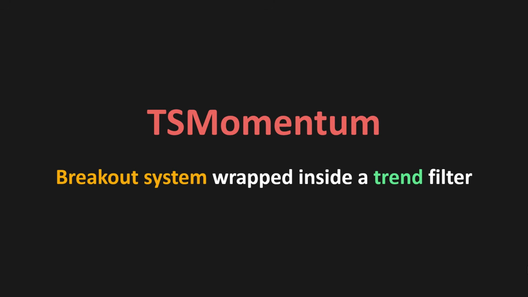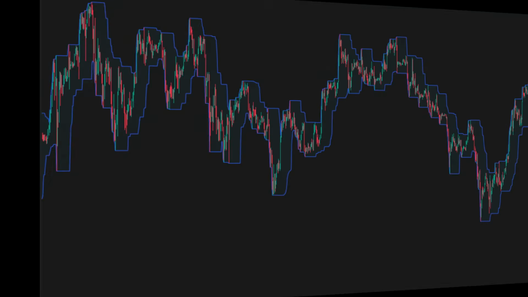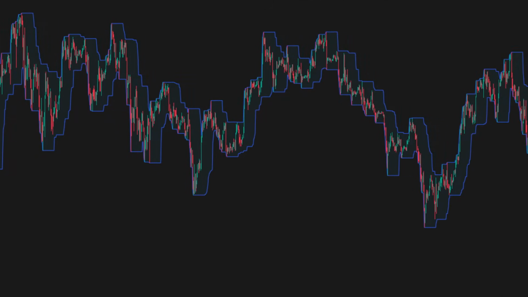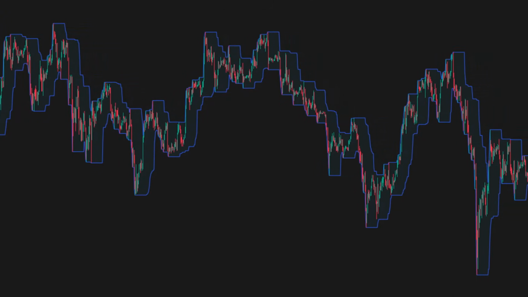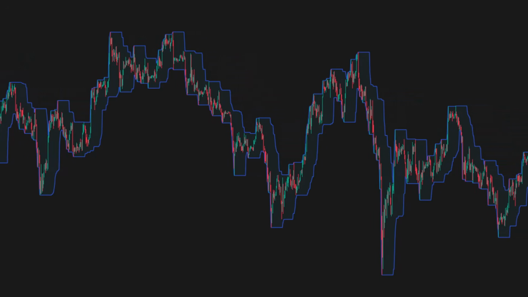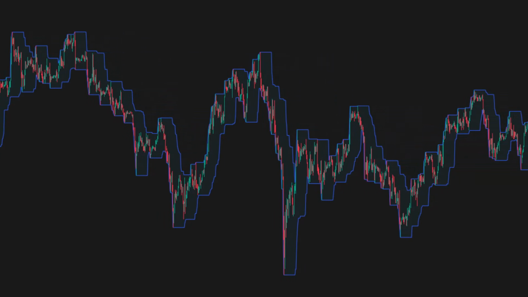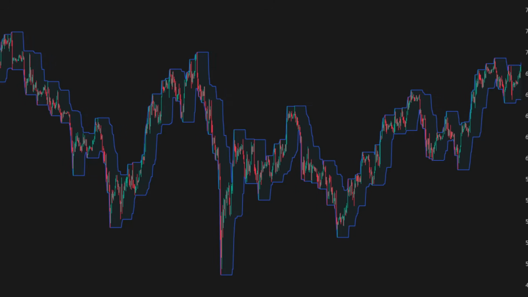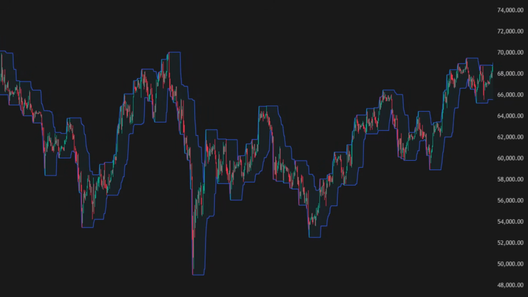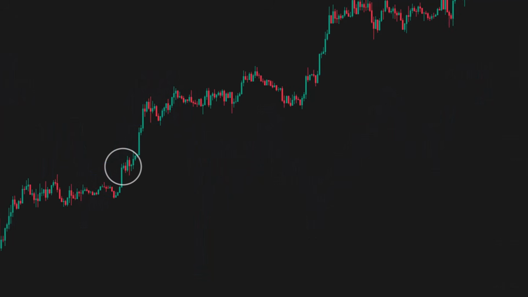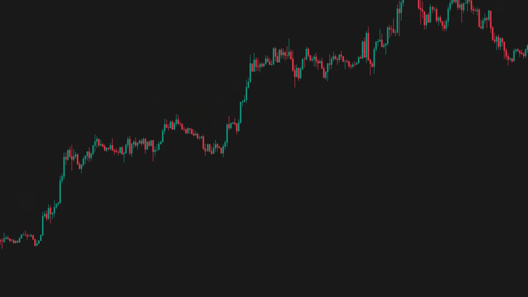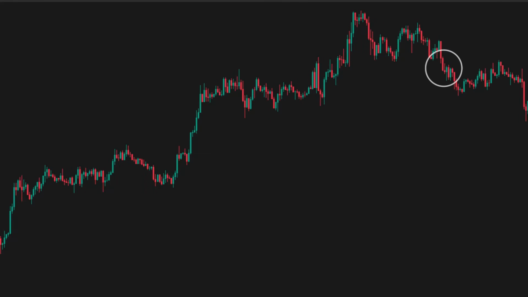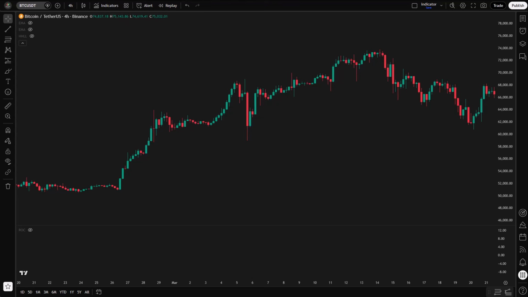The strategy is called TS Momentum. At its core, it's a breakout system wrapped inside a trend filter. Now, if you've ever tried breakout trading, you already know the problem. You see price punch through a level, you jump in, and the market immediately reverses on you. That's a fakeout, and it's why most breakout strategies have a terrible reputation. So make sure you watch this full video to see exactly how we filter out the fakeouts and keep the real moves. This strategy uses 3 layers of confirmation before we ever take a trade.